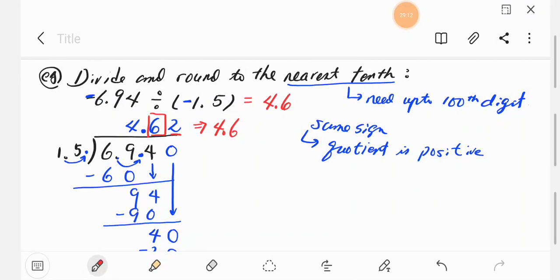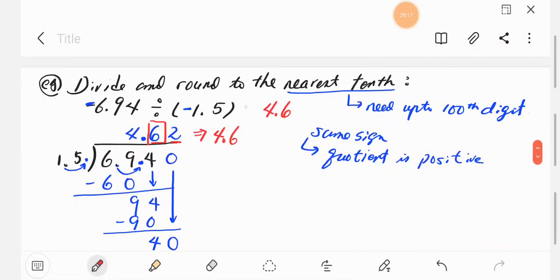And then this is not exactly equal, because we did the rounding, right? So it is approximately equal to.